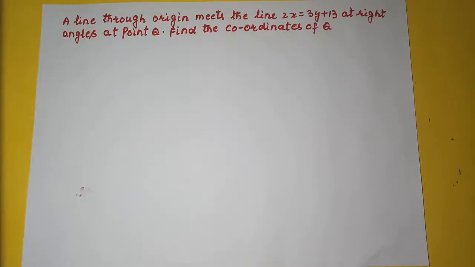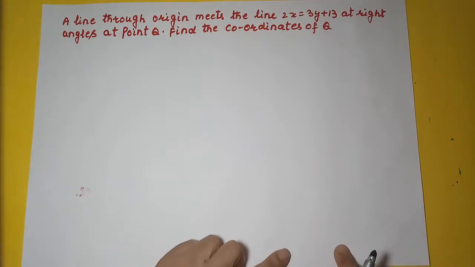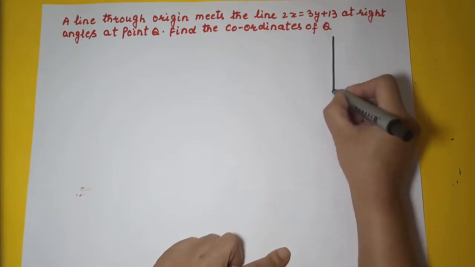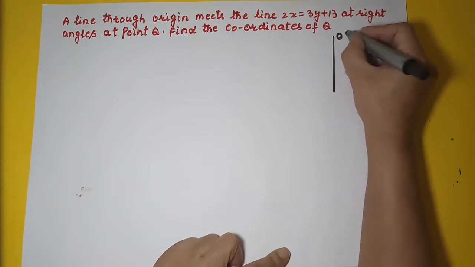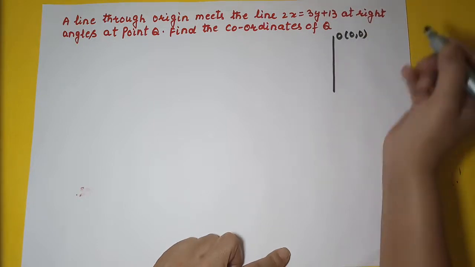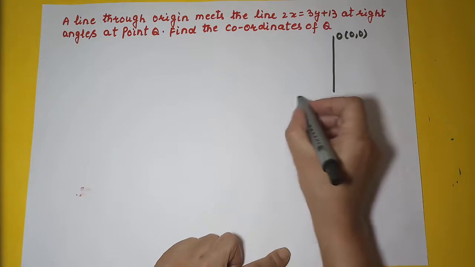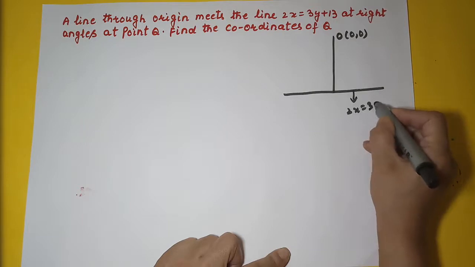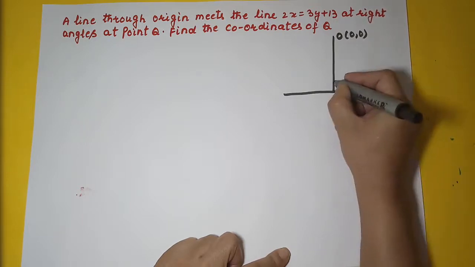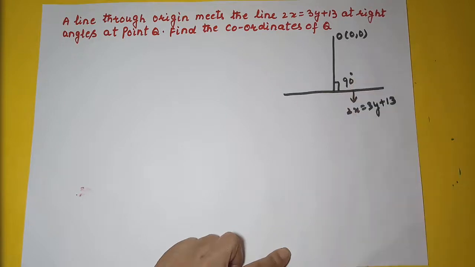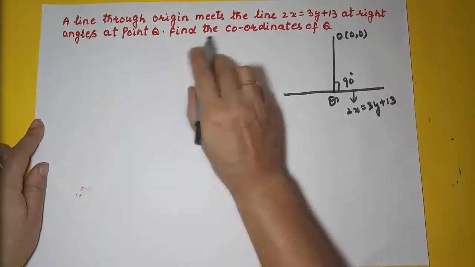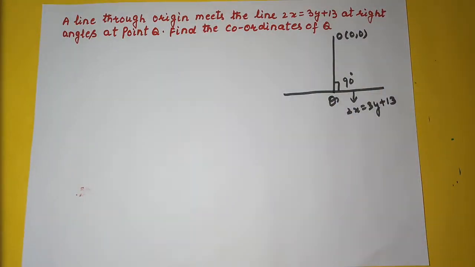We are continuing with the equation of a straight line. Here the question is, a line through origin meets the line at right angles. Fine. So we have a line which is passing through the origin, and we know that the coordinates of origin are 0 and 0, and meets this line, which is 2x equal to 3y plus 13, at right angles. So both the lines are perpendicular to each other and it meets it at a point Q, right? He wants us to find the coordinates of this point Q.